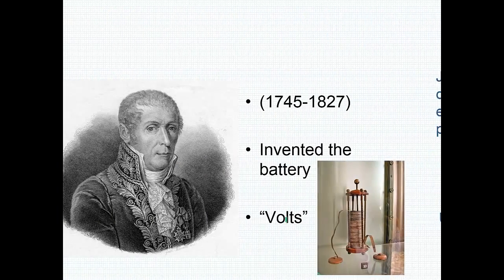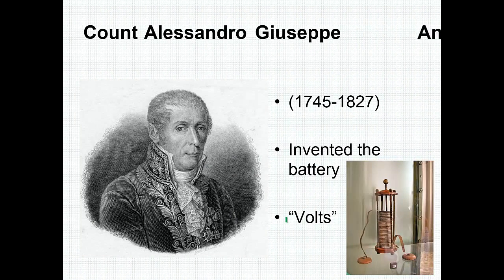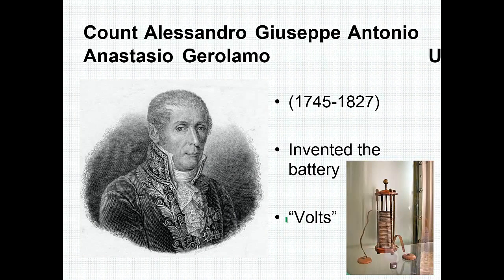That's named for Count Alessandro Giuseppe Antonio Anastasio Girolamo Umberto Volta, who was an Italian physicist who worked on electricity and batteries. He's actually known for inventing the very first functional battery, and therefore has earned the honorary unit of volts.